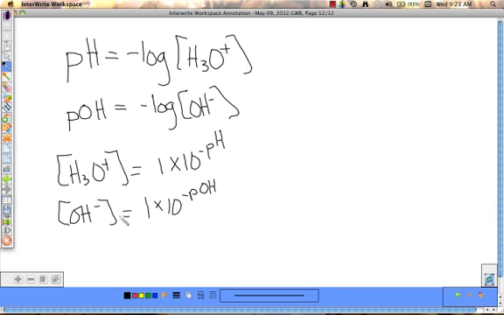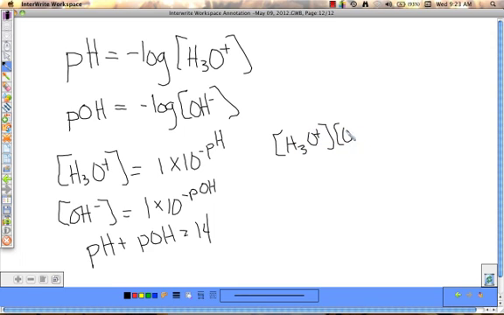What's pH plus pOH equal? 14. Yes. And the product of the two concentrations, times that, I get 14. That's on the board too. Do you want to do any examples of this? And we got the equations. They're pretty good.